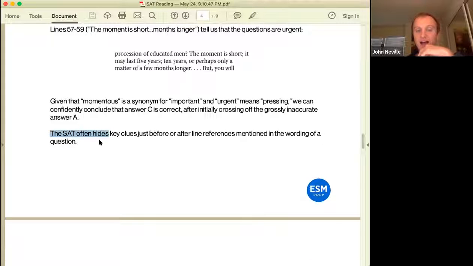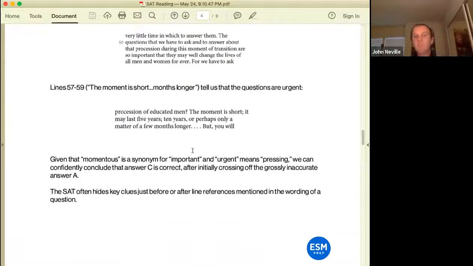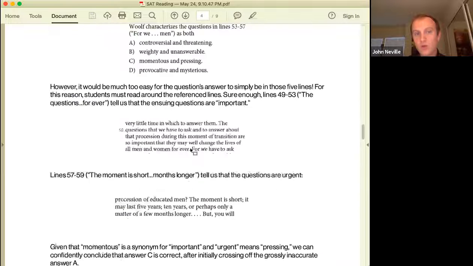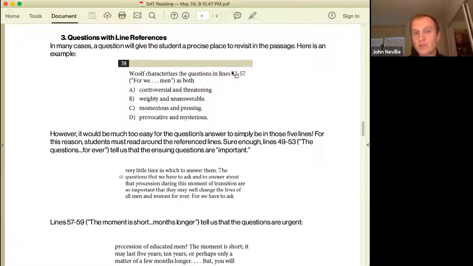So yeah, the SAT often hides key clues just before or after line references mentioned in the wording of a question. Now, I have seen plenty of exceptions to this rule. For example, there are cases where the line reference will be like 15 lines, like, from lines 30 to 44. The author is trying to blah, blah, blah. Well, if the line reference is going to be that long, then the answer is probably going to be hidden in there somewhere, right?